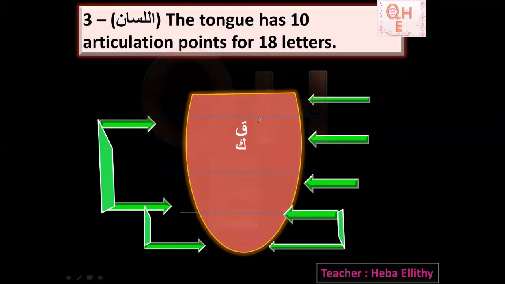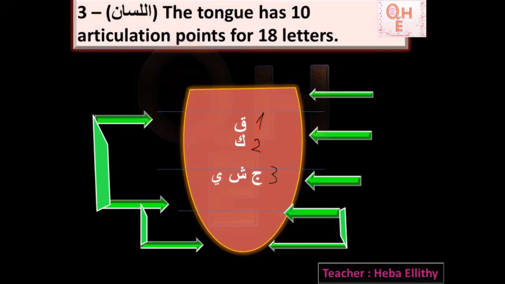Middle of the tongue, we have jim, sheen, and ya. Right, number three, this is articulation point number three. Qaf is number one, kaf is number two, three is jim, sheen and ya from the middle of the tongue. Tip of the tongue and top of the tongue, we have most of the letters coming out from it, 11 letters.